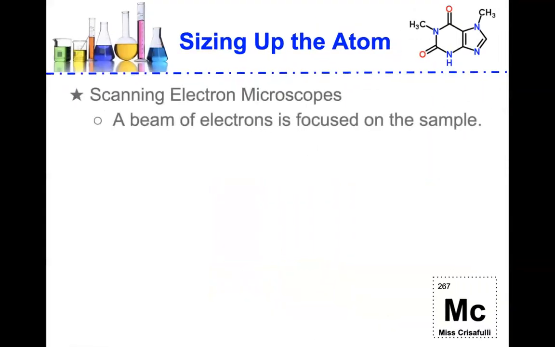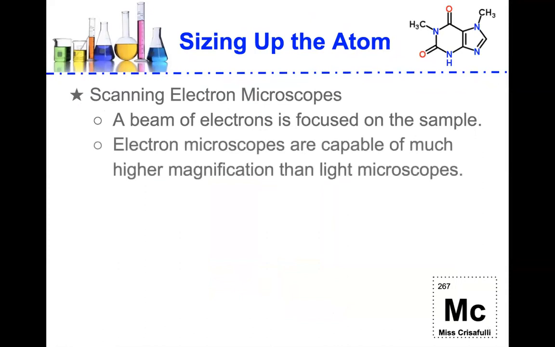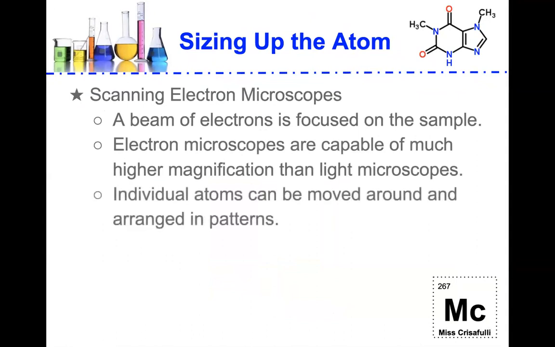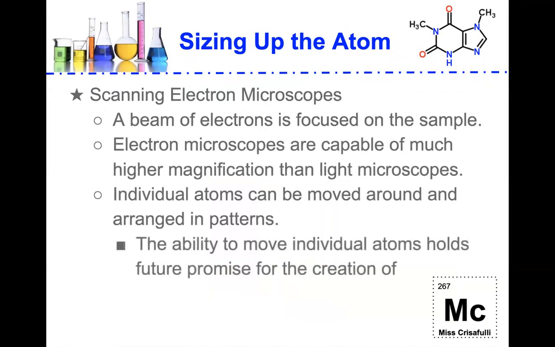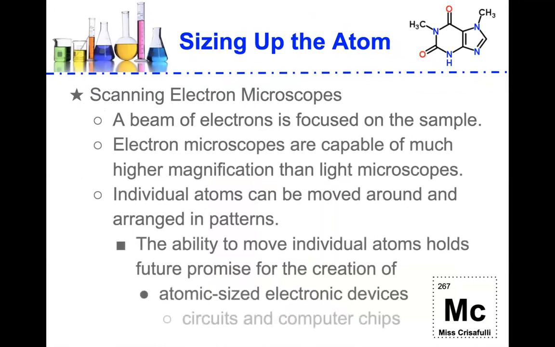Scanning electron microscopes send a beam of electrons focused on a sample. They are capable of much higher magnification than light microscopes, and individual atoms can be moved around and arranged in patterns. The ability to move individual atoms holds future promise for the creation of potential atomic-sized electron devices and other circuits and computer chips.